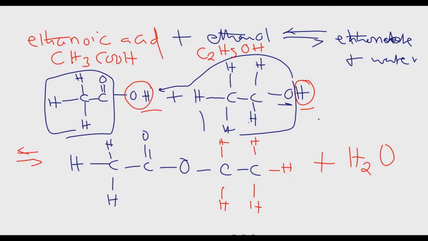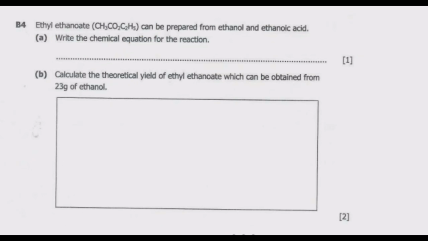Now this one needs to be in the form that we've been given. So this form, which is a CH3, then C, then 2, then we have C2H5, plus water. So let us go back and write now the equation, now that we've understood what is going on.